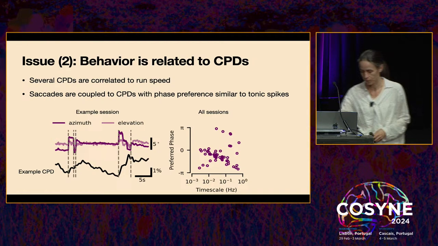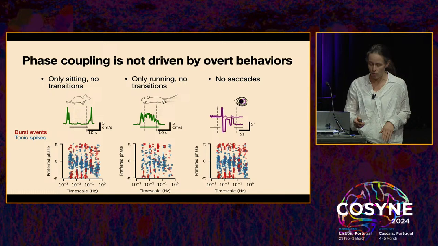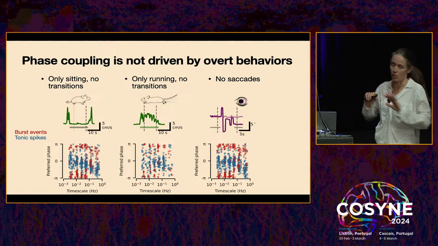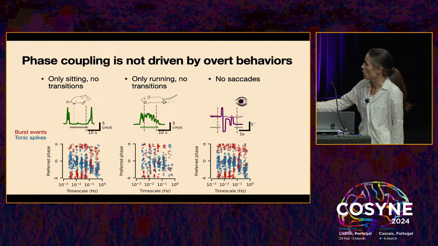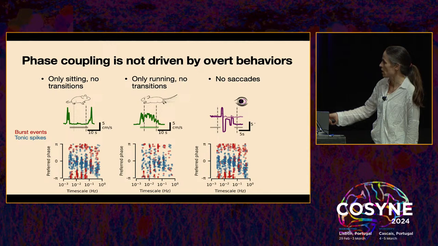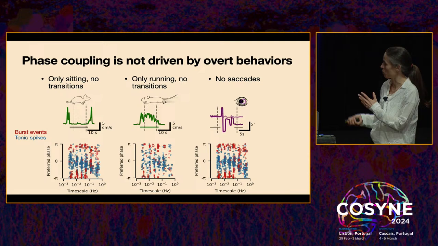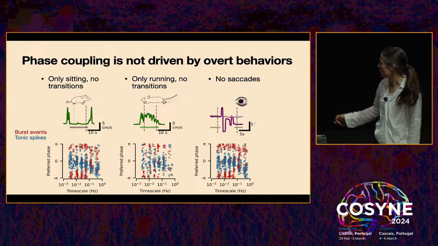So to rule out that phase coupling is driven by these overt behaviors instead of by internal states, what we did is throw out all the periods with these different behaviors in the data analysis. Here we concentrate on only sitting, so no transitions between running and sitting, and we can recapitulate our main findings. Here is analysis where we concentrate only on running periods, no transitions between sitting and running, and we can almost recapitulate our findings. And here we excluded all the periods with saccades, and we can see basically the same picture.